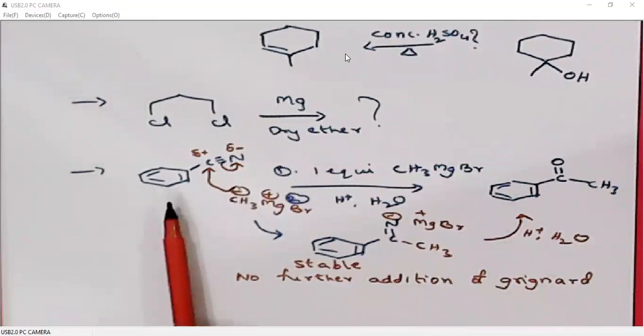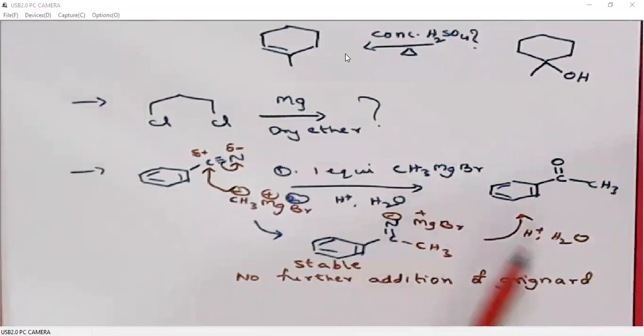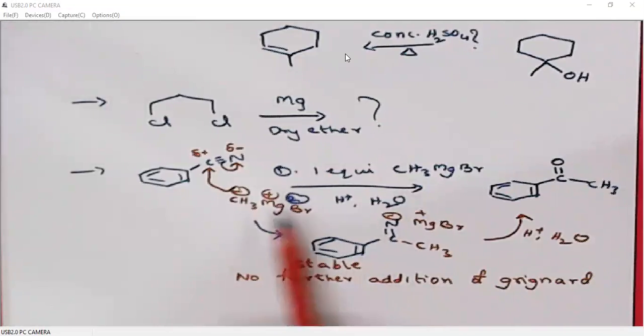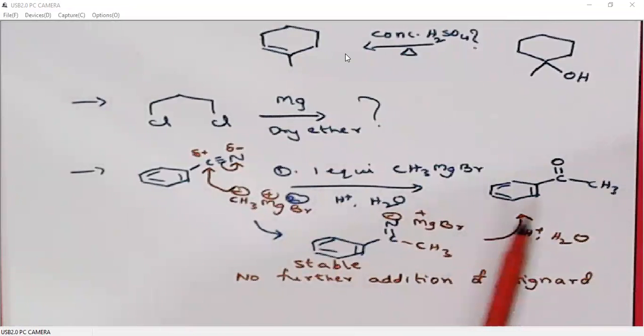So when we treat nitriles with Grignard reagents, we will have addition of one equivalent of Grignard reagent that leads to carbonyls. If it is an alkyl nitrile, we will get ketone. If it is HCN, we will get aldehyde.